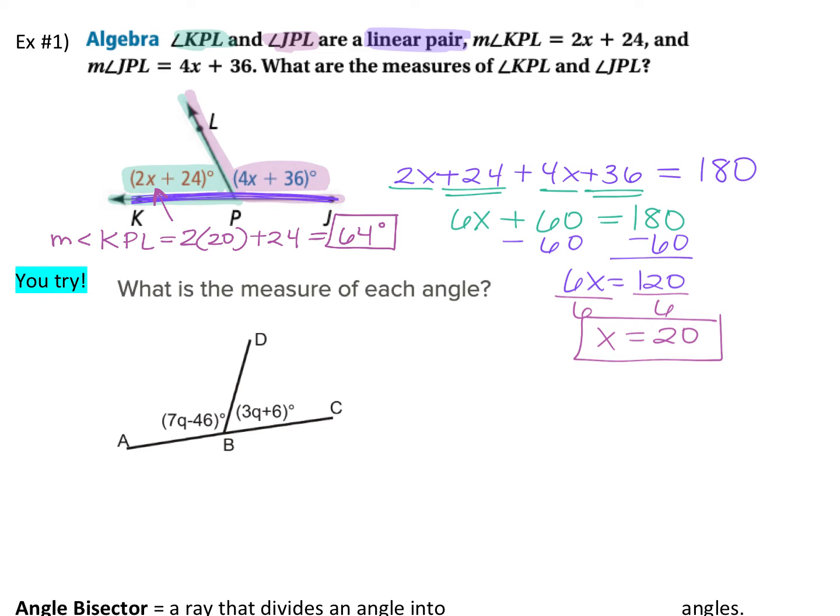Okay. Same thing then for JPL. JPL is 4 times 20 plus 36. So we're going to plug it in. Can you do that in your head? 106. No. Ooh, close. 116. So here's what I want you to notice. If you look at those two angles, what is their sum? 180. That's how you know you did it right. They add up to 180. They make that straight line. Therefore, we know we got it.